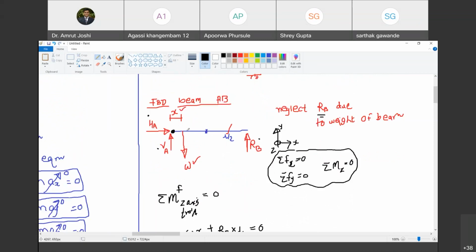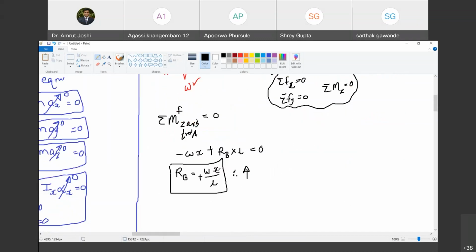Yes, sir. When the load is exactly midway between A and B, what is the value of X? Half, L by 2. So if I substitute X equal to L by 2, what is the value of RB? W by 2. So when the load is placed equidistant to A and B, both the supports share equal responsibility. Are you with me? Yes, sir. So we are happy with this equation that we have got analytically. At least it satisfies our intuition. Are you with me? Yes, sir.